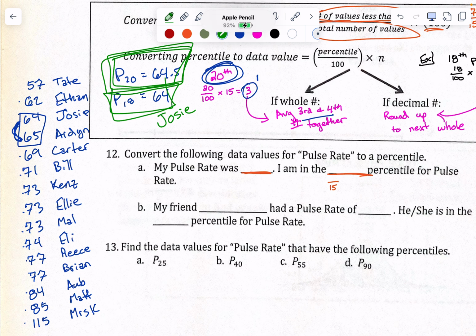I got 4 for A. But you need an actual part, right? Yeah, so it's the fourth number for A. 65, so Aiden. So it would be 65 or Aiden. When we get a whole number, then you average that one and the next person together.